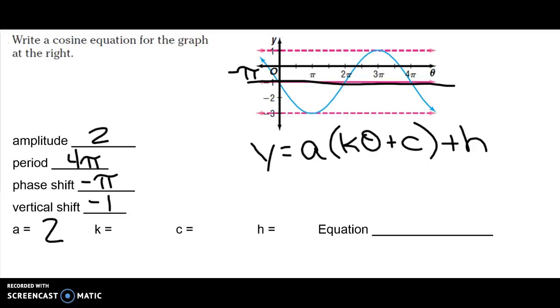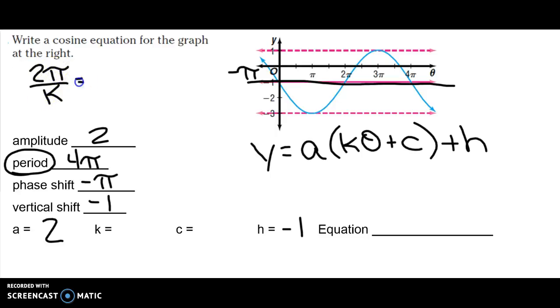In algebra 2, they use the other formula. All right, so k, we don't know. We know h is -1. Now we've got to go find our period. So let's go figure out the period. Now the formula for period is 2 pi over k.